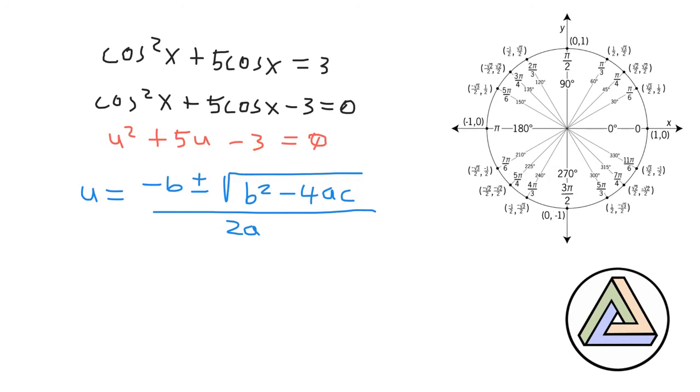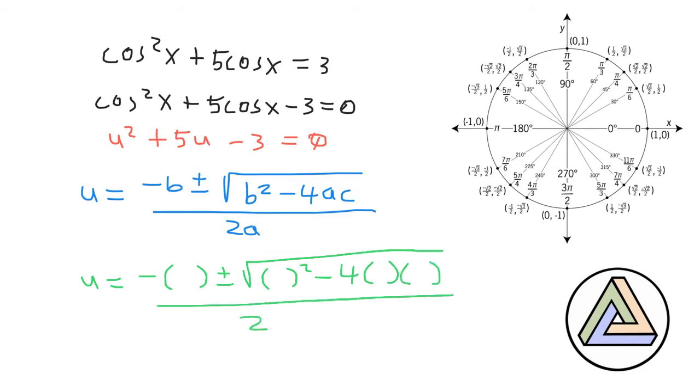So what I like to do, and this is just me, is rewrite this formula only with empty parentheses instead of letters. I found that that is a really good way of avoiding careless mistakes, especially careless mistakes that pertain to the signs. So what goes here? Well, b goes here. What's b? b is 5. b also goes over here. And then we ask ourselves, what's a? a is 1, so that goes here, that also goes here, and c is negative 3.